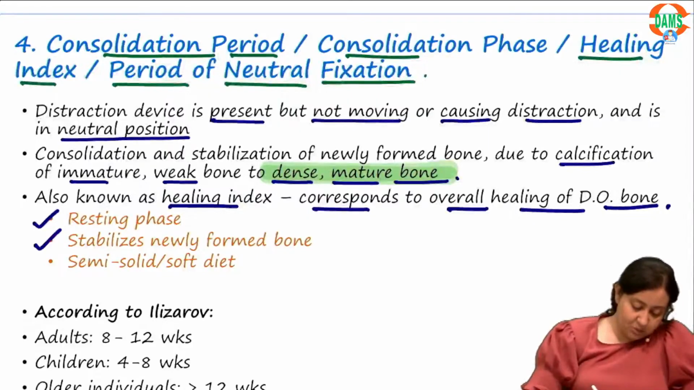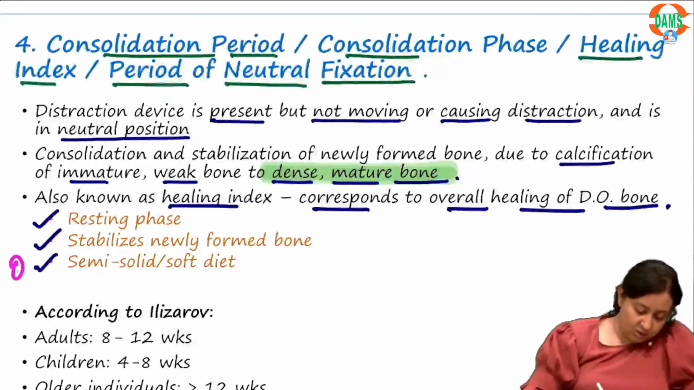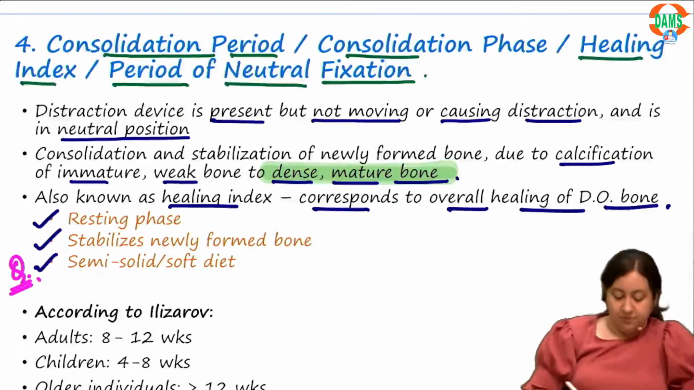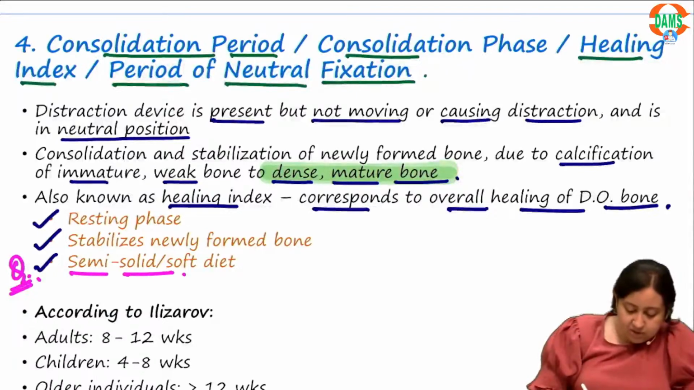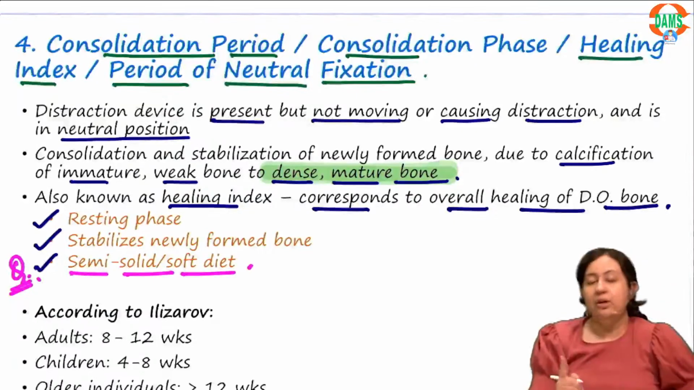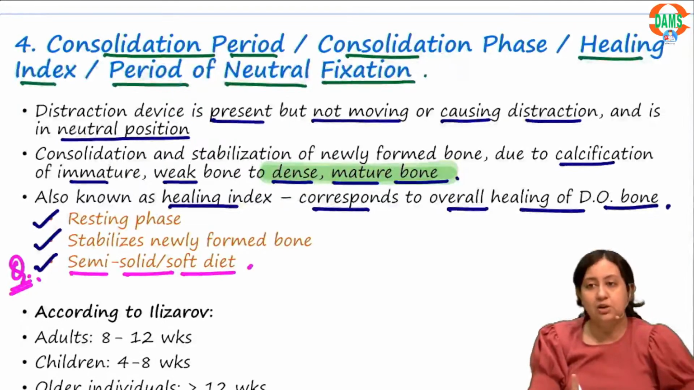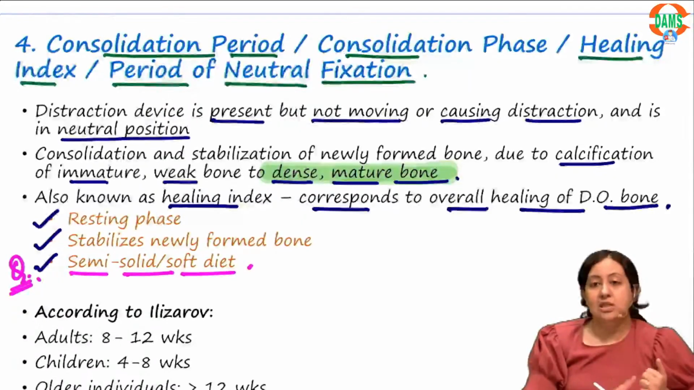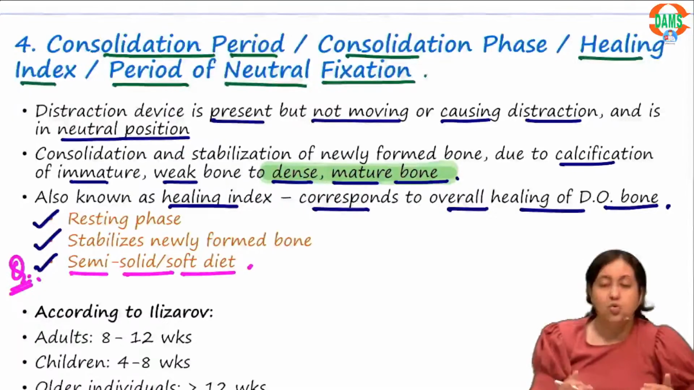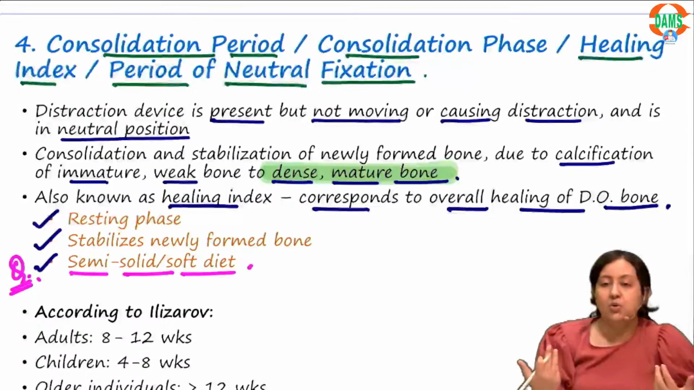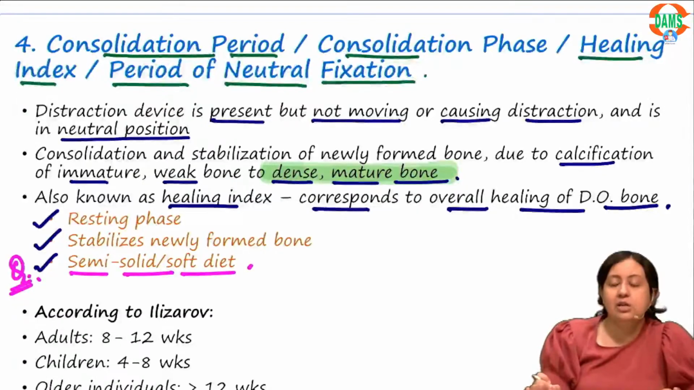It stabilizes the newly formed bone, and here, very important, you give the patient a semi-solid or soft diet. This is important, semi-solid soft diet. Why? Because the fibrous callus is still prone to fracture. You cannot give a normal diet to the patient or ask him to chew on hard food. The soft callus is still pliable, still moldable, still soft and fibrous, so it is prone to fracture. So you cannot load the fibrous callus like how you load a normal bone. That is why a semi-solid soft diet.